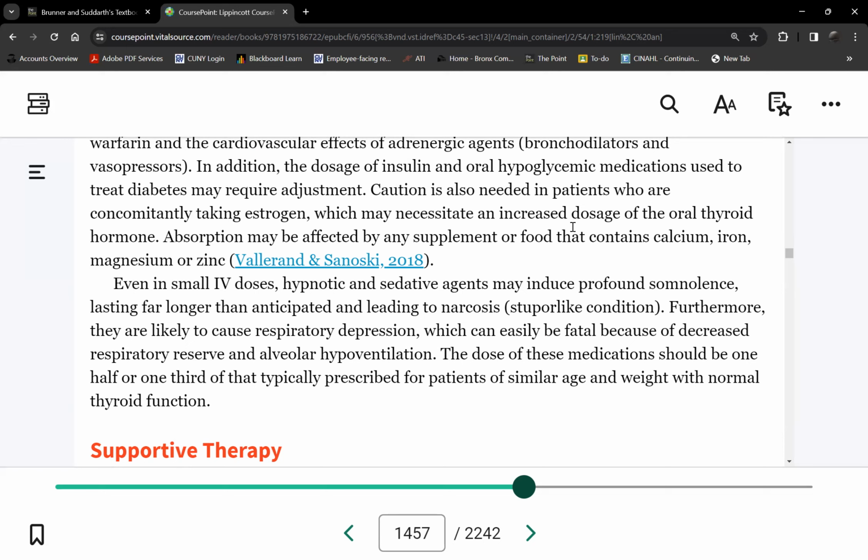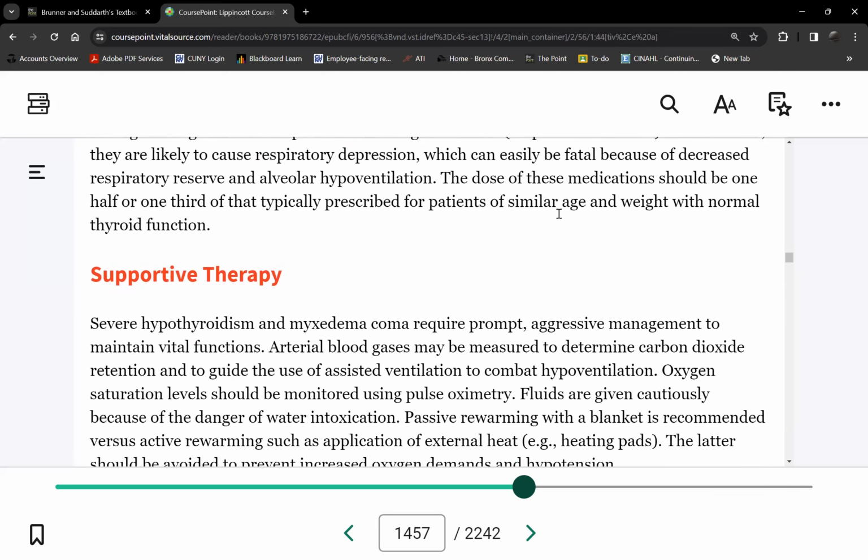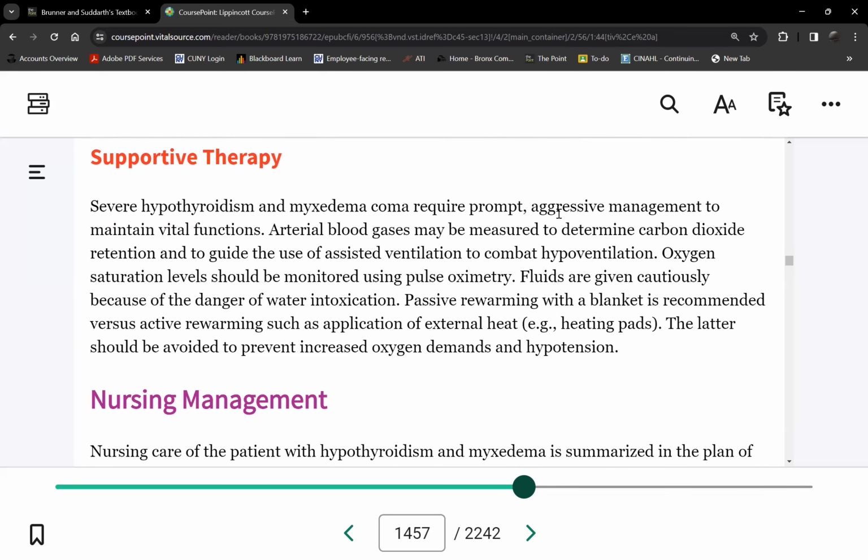Exactly right. There may be toxic levels of the drug already. So they're very high risk for drug toxicity. Yeah, liver drug metabolism is slow. Exactly. And then renal excretion is also decreased. Supportive therapy would be, what would be the effect?